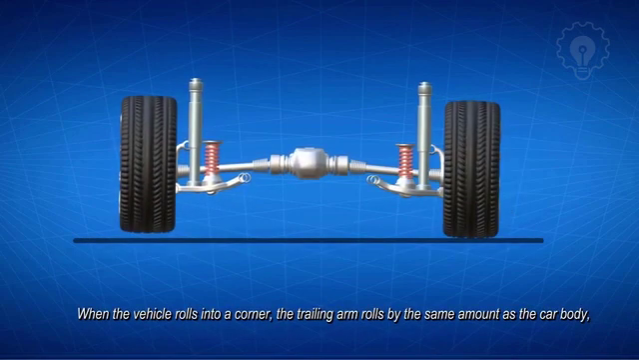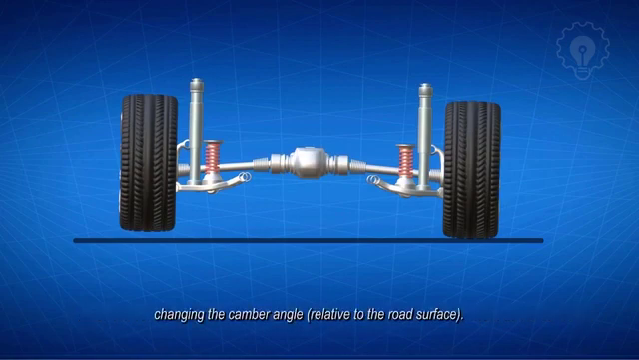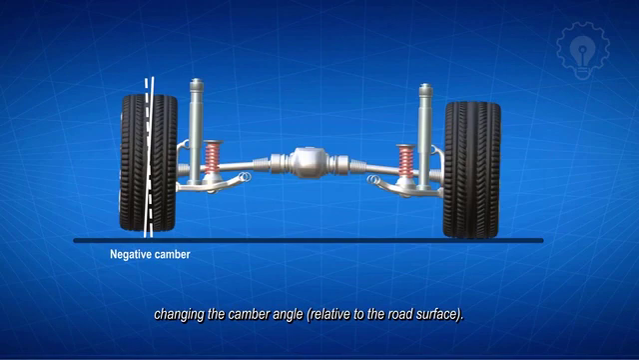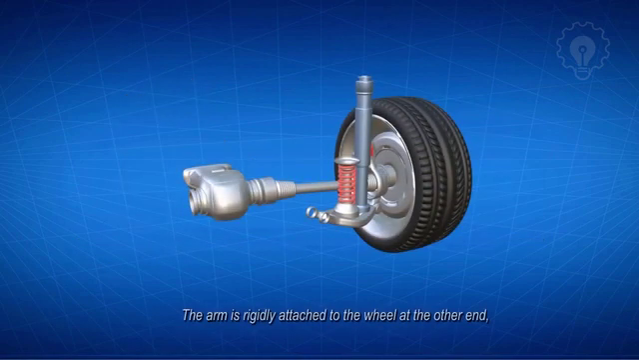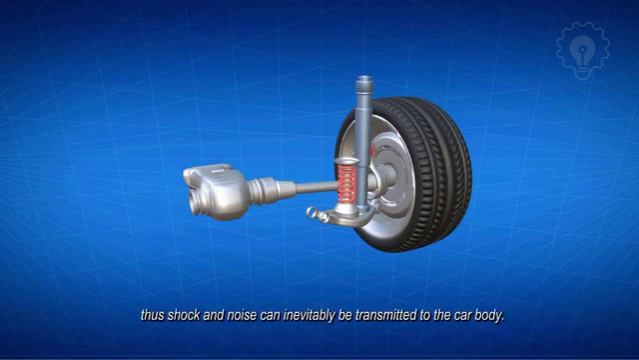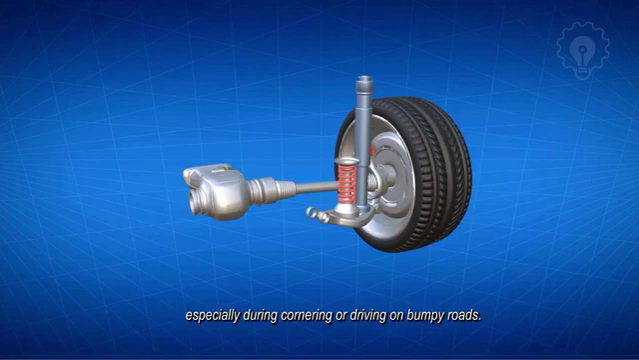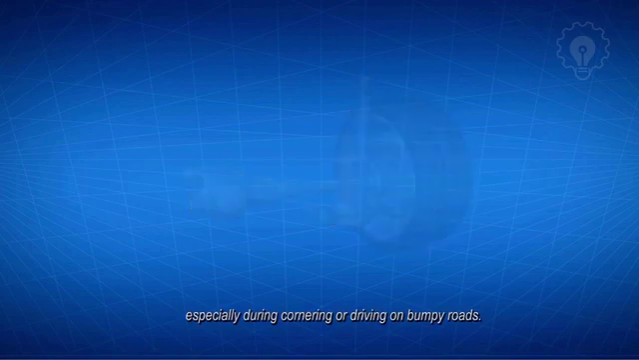When the vehicle rolls into a corner, the trailing arm rolls by the same amount as the car body, changing the camber angle relative to the road surface. The arm is rigidly attached to the wheel at the other end, thus shock and noise can inevitably be transmitted to the car body, especially during cornering or driving on bumpy roads. We will look at later how the trailing arm design could be improved with a torsion beam.